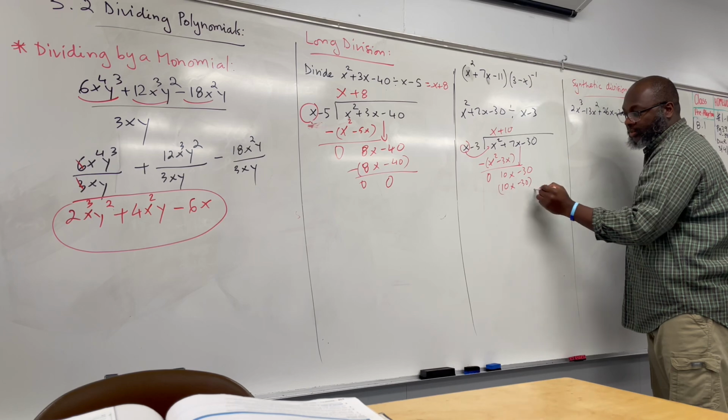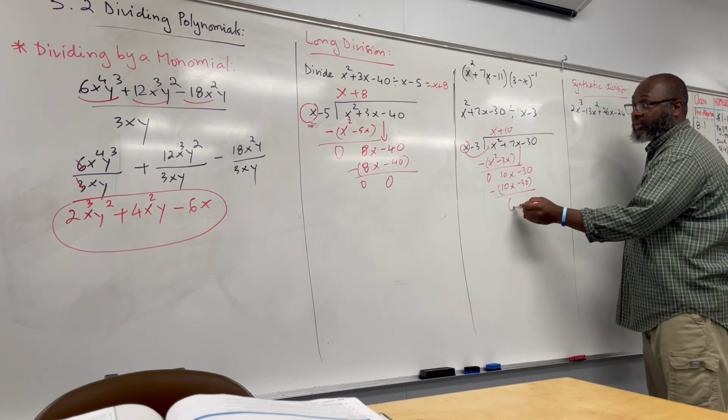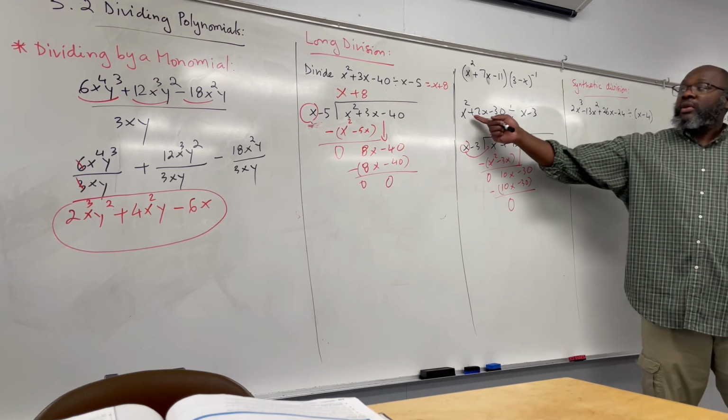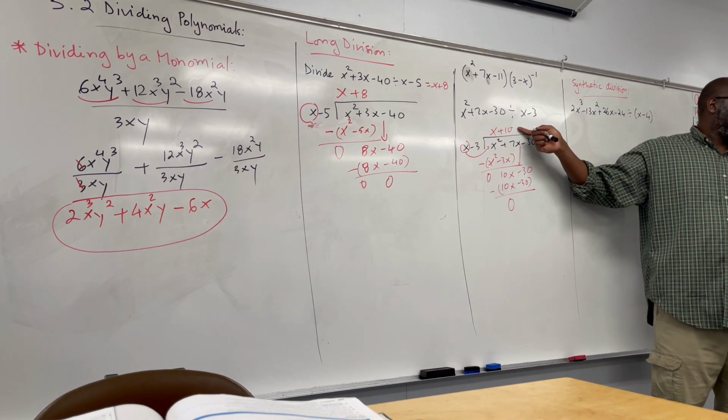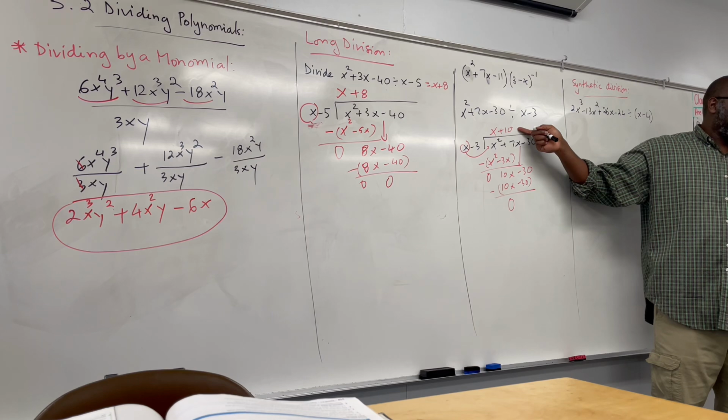Okay. And then we subtract it. What do we get? 0. So the remainder is 0, right? So x squared plus 7x minus 30 divided by x minus 3 gives us what? x plus 10. Right? That makes sense? Yeah.